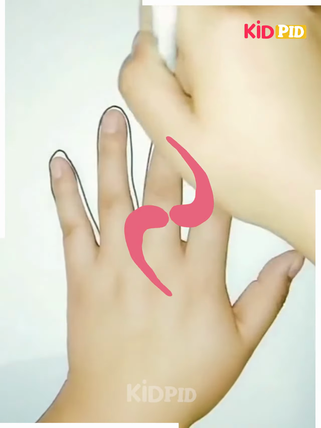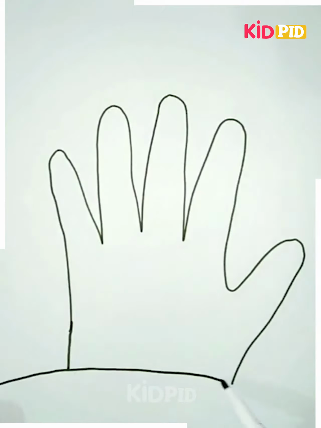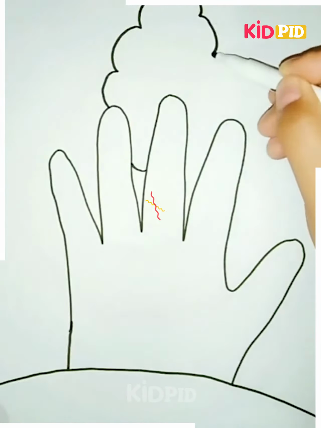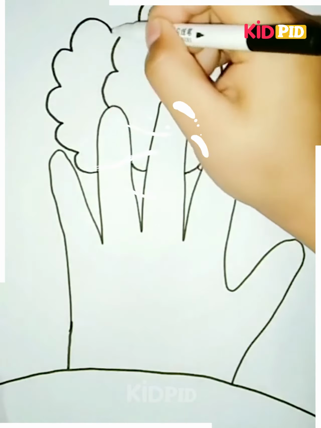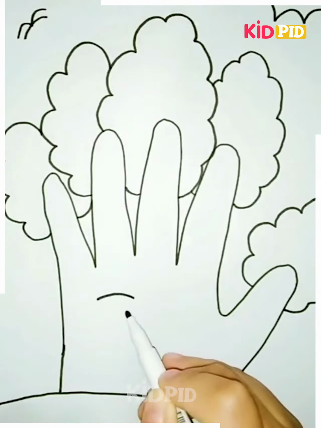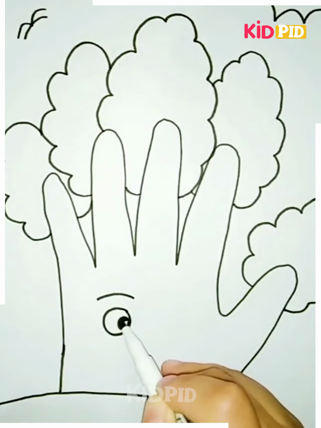Next, we are going to make some trees by using our hand shape, starting by following our hand print. Then we are going to make the trees. After it is ready, we are going to give a beautiful expression like this.